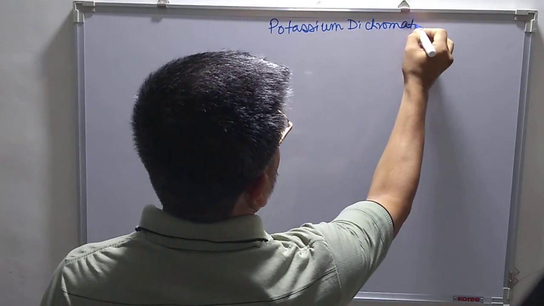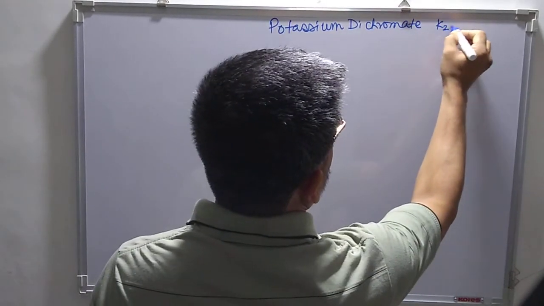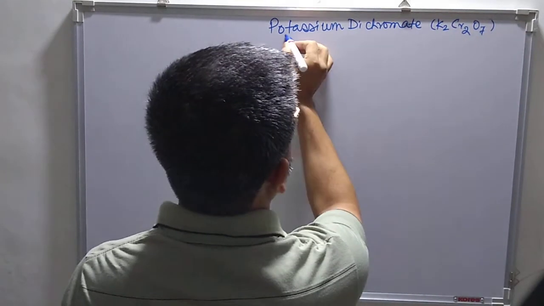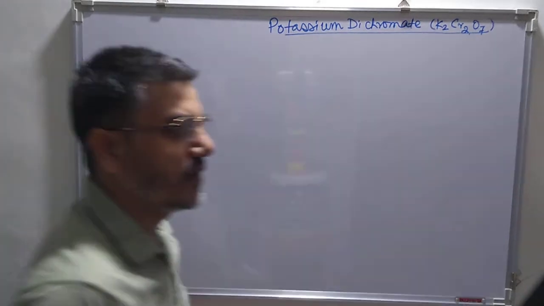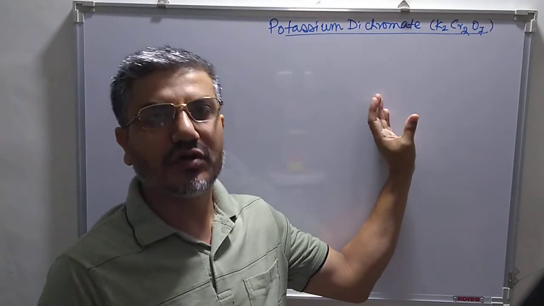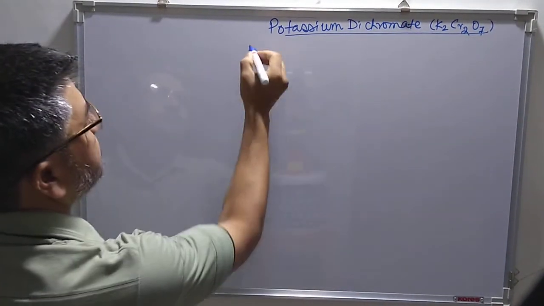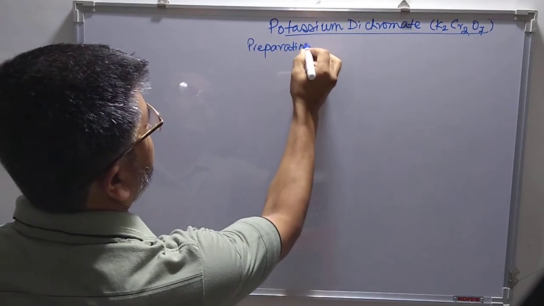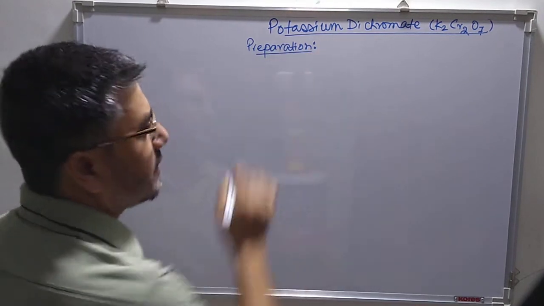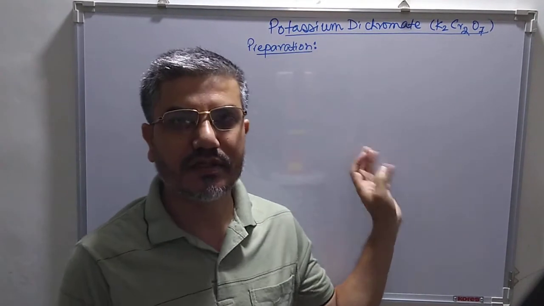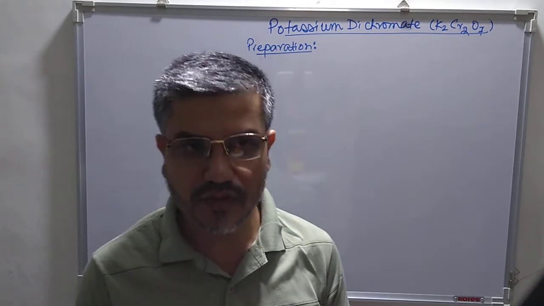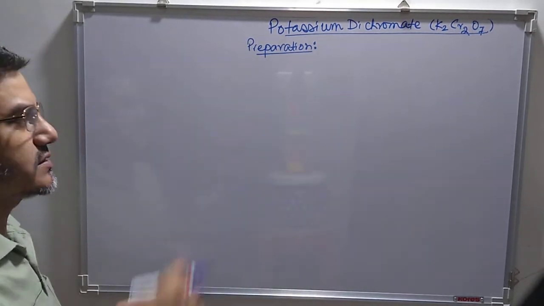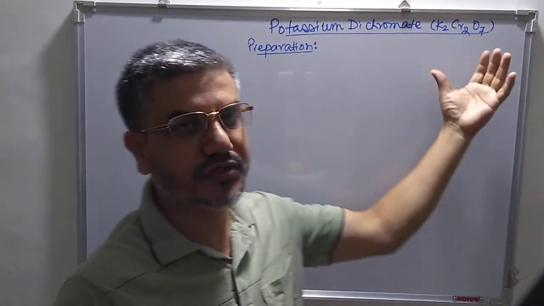Potassium dichromate, K2Cr2O7. First of all, let's start with preparation of potassium dichromate. This potassium dichromate is prepared or manufactured from chromite ore. So let's discuss the steps involved in preparation of potassium dichromate.